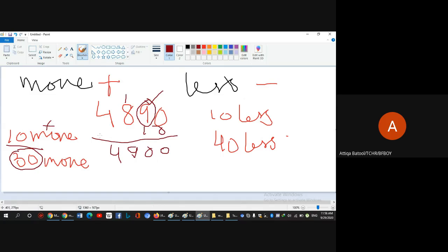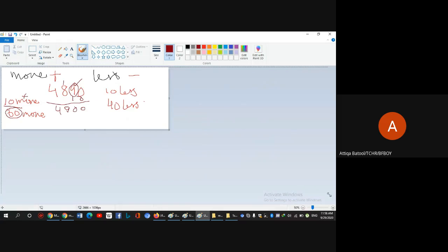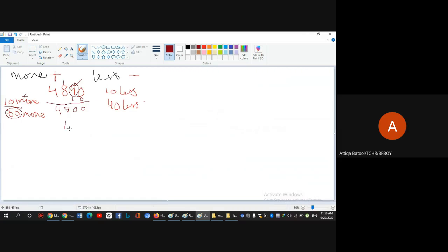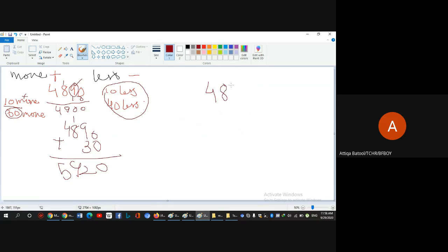And if they say 30 more, then 30 more means 4890 plus 30. 9 plus 3 is 12, write 2, 1 carry, 8 plus 1 is 9, and 5. That would be 5920. Same is the case when we talk about less, you would start with 4890.